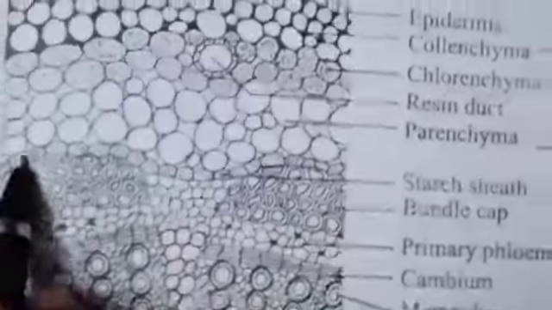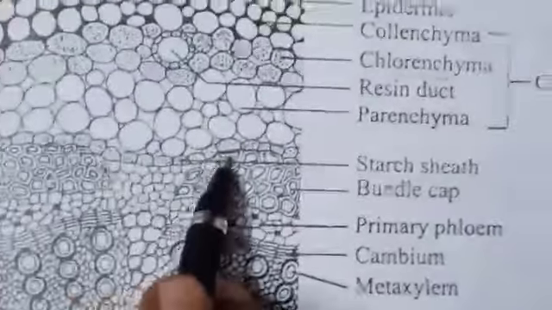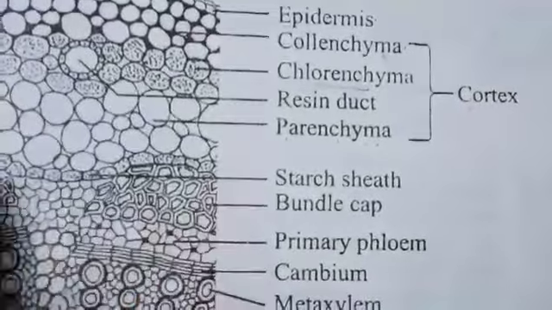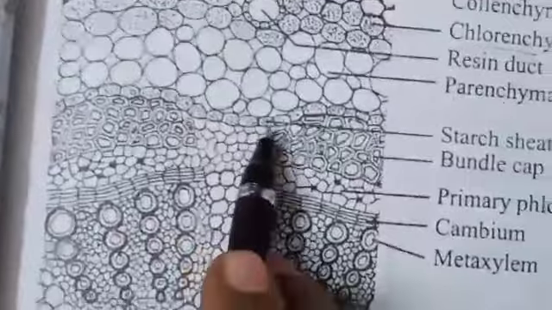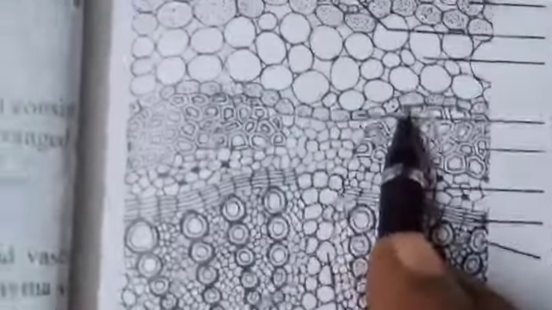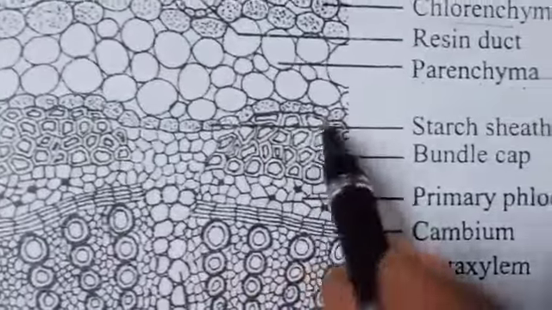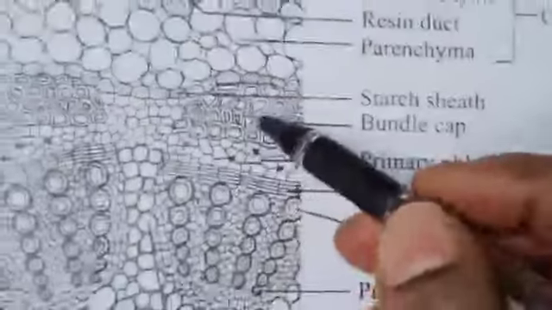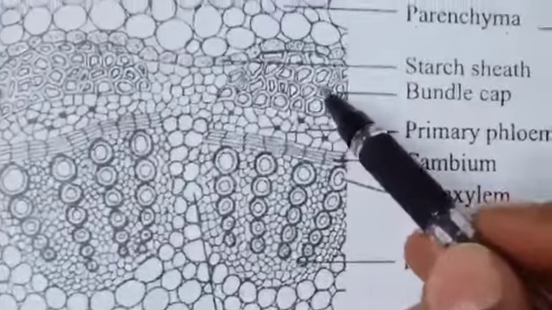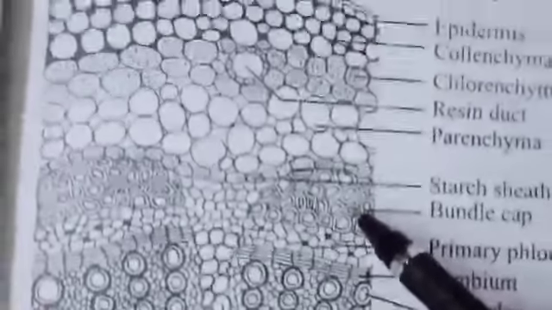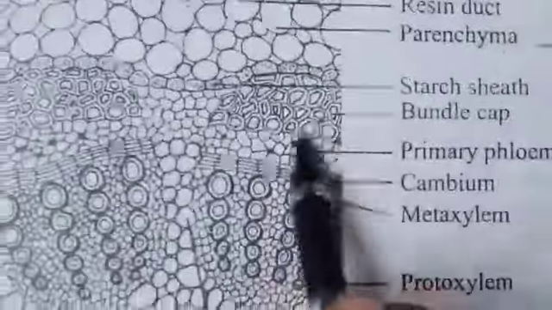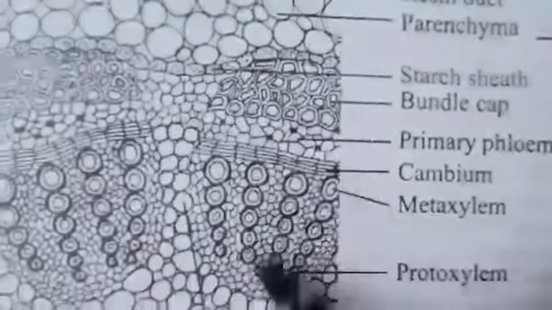Next, endodermis. Endodermis is the innermost part of the cortex. It consists of a single layer of barrel-shaped cells. These cells contain starch grains, so it is called the starch sheath. Next, stele. The central part of the stem inner to the endodermis is known as stele. It consists of pericycle and vascular bundles. This is the pericycle and vascular bundle.